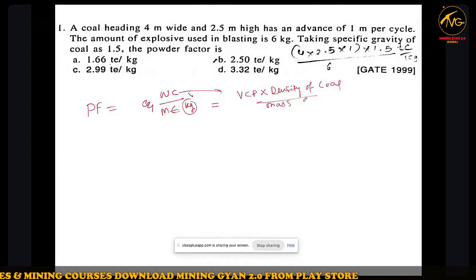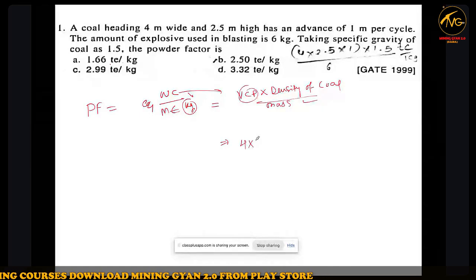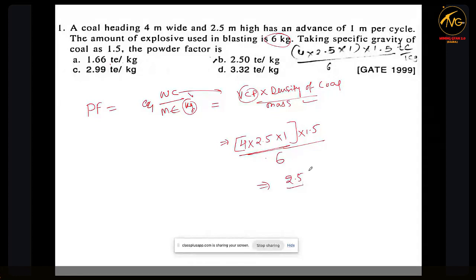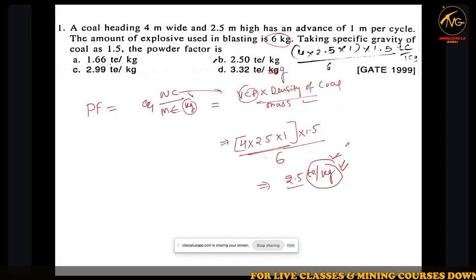So volume of coal, heading 2.5 into 1 advance for the 1 per cycle. Density of coal is 1.5. Then mass of explosive given 6. Solve it, it will be 2.5. So ton by kg is also important. Why? Sometimes he will not give kg and he will only give gram. So you should also know ton by kg.